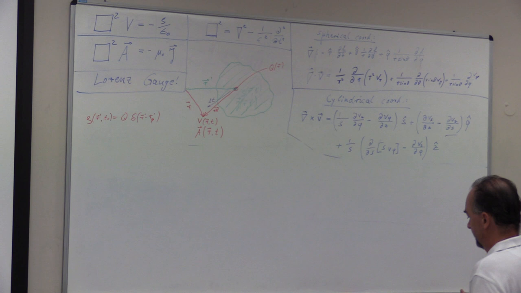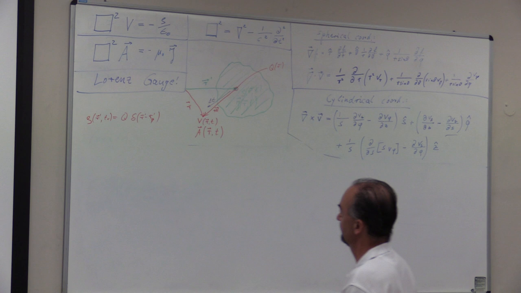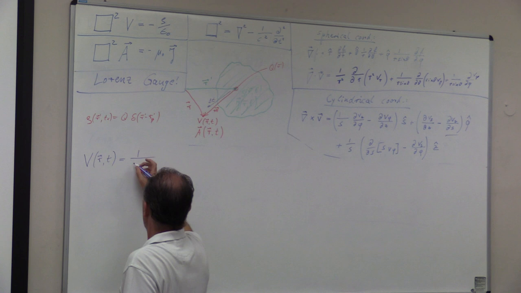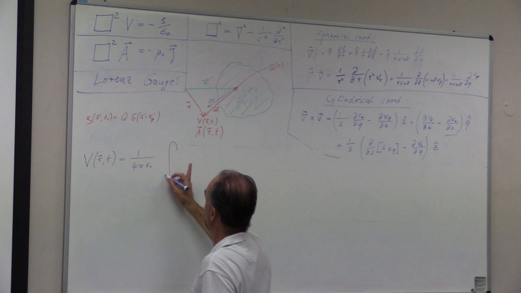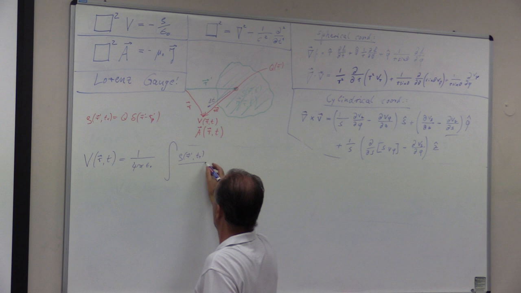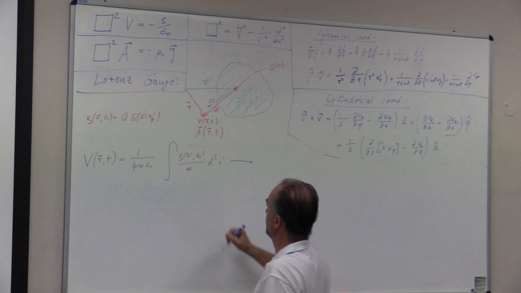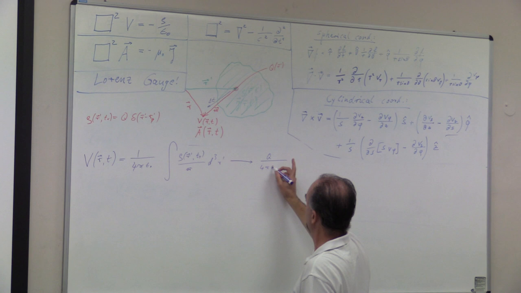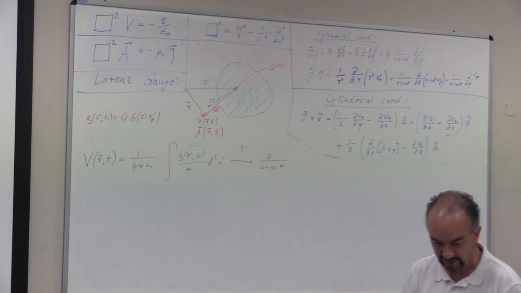So what happens then? What you might naively expect is that your integral for the scalar potential was 1 over 4 pi epsilon naught, the integral rho of r prime, t_r, over the distance between r and r prime. That would essentially just collapse if your charge is just in one point, but that would just give you Q over 4 pi epsilon naught. But there is a bit of a trick in this.